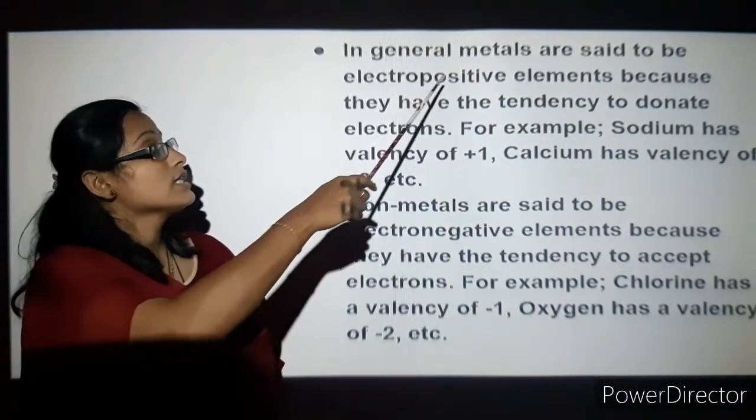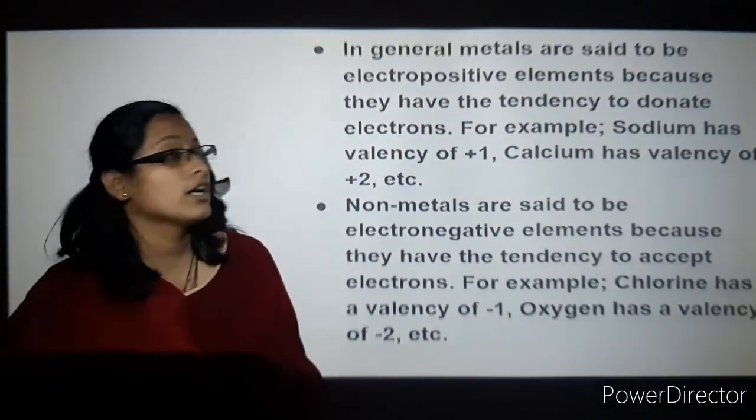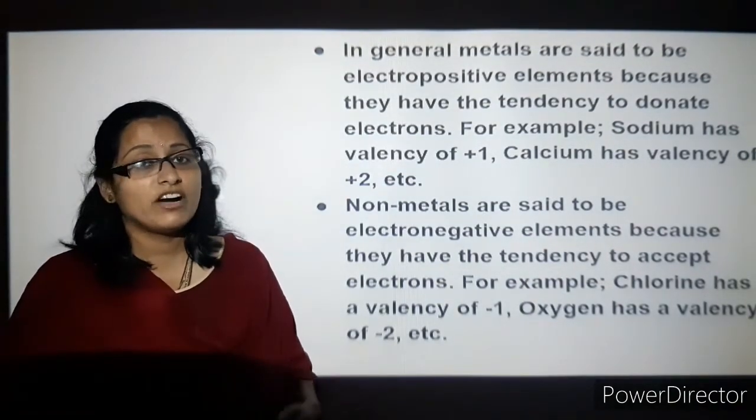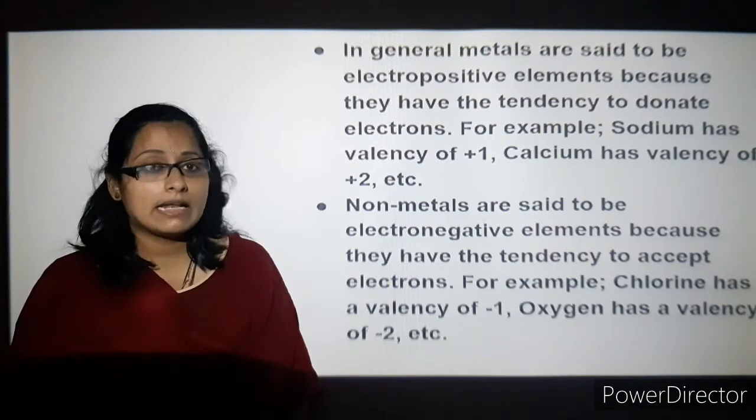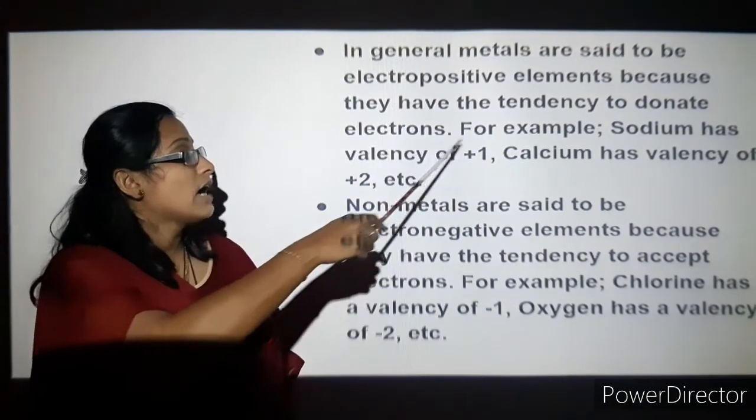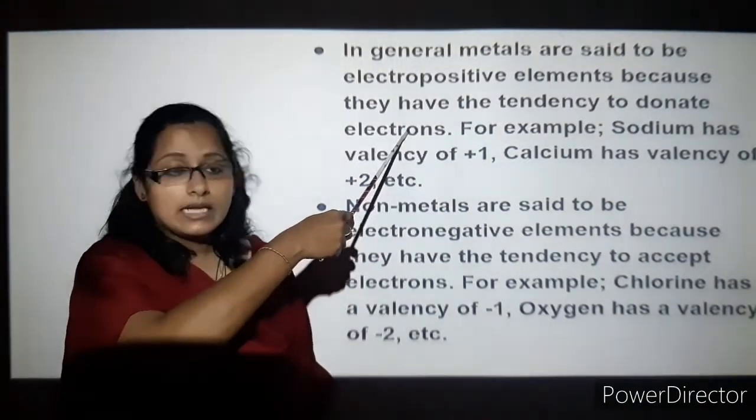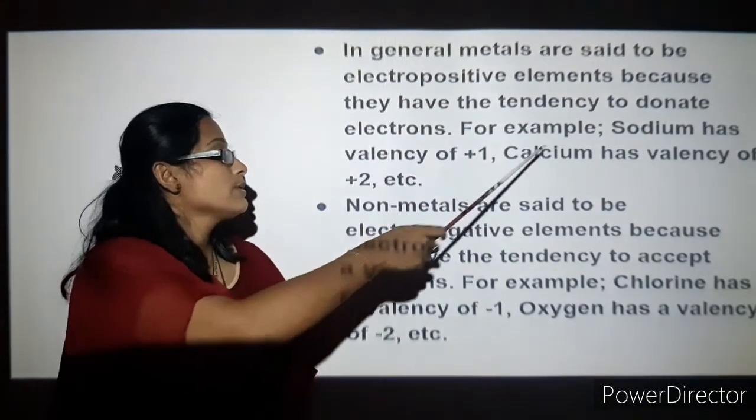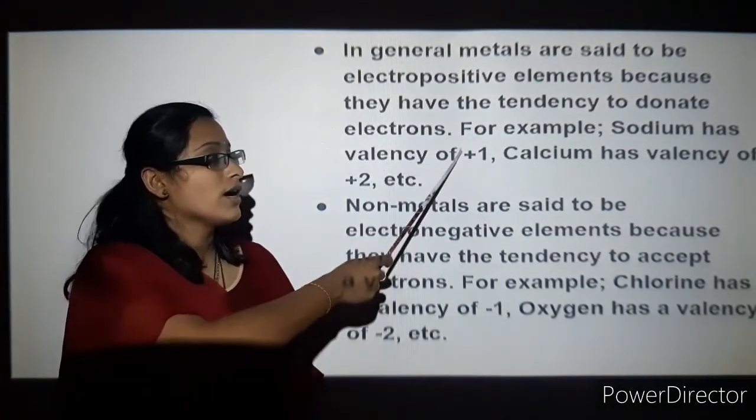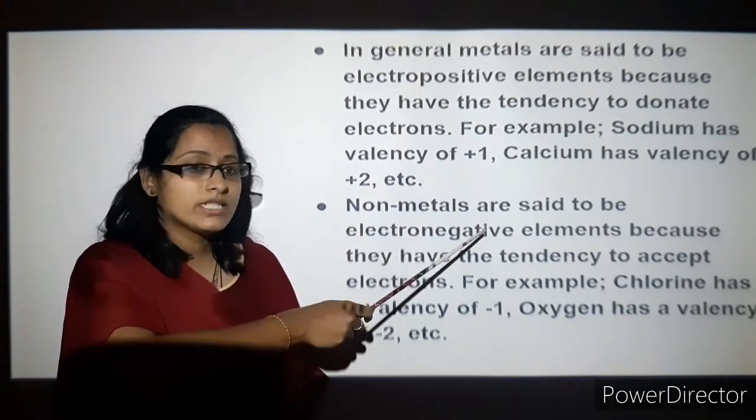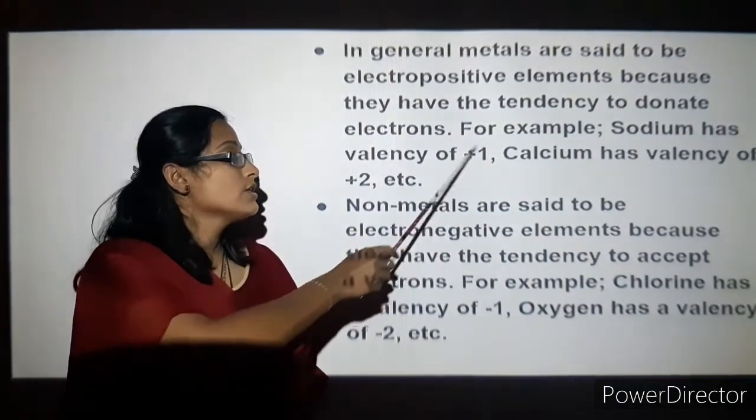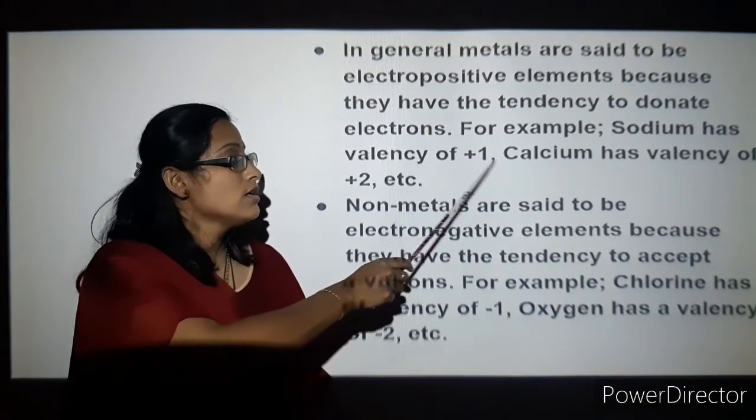So here again we can see that metals are said to be electropositive. As I told before, why are they called electropositive? Because they are ready to give their electrons, because they have the tendency to donate electrons. So for example, sodium has a valency of 1. As I told, it is plus 1. For metals it is always plus. So the valency of 1 you will put here as plus 1.